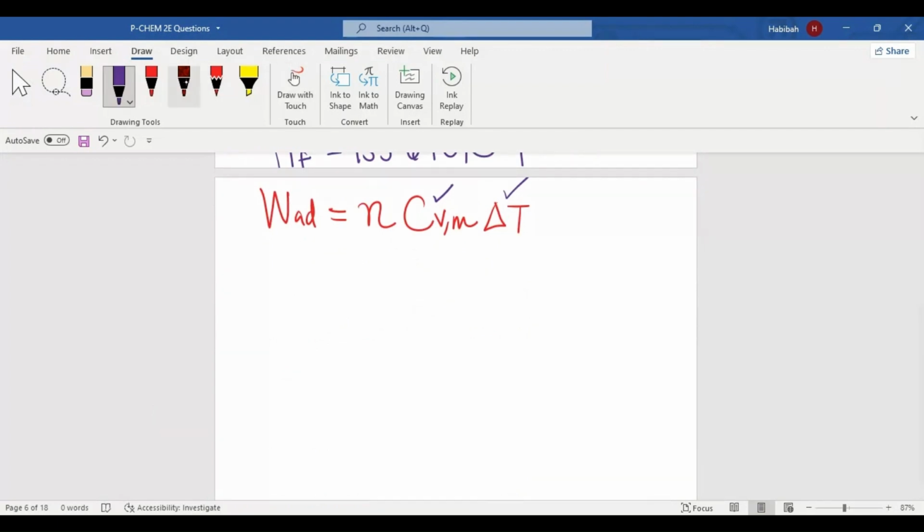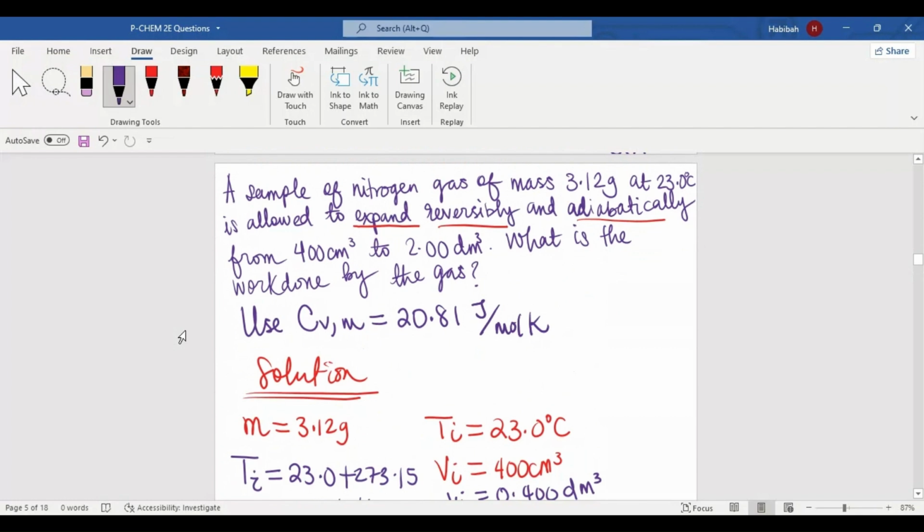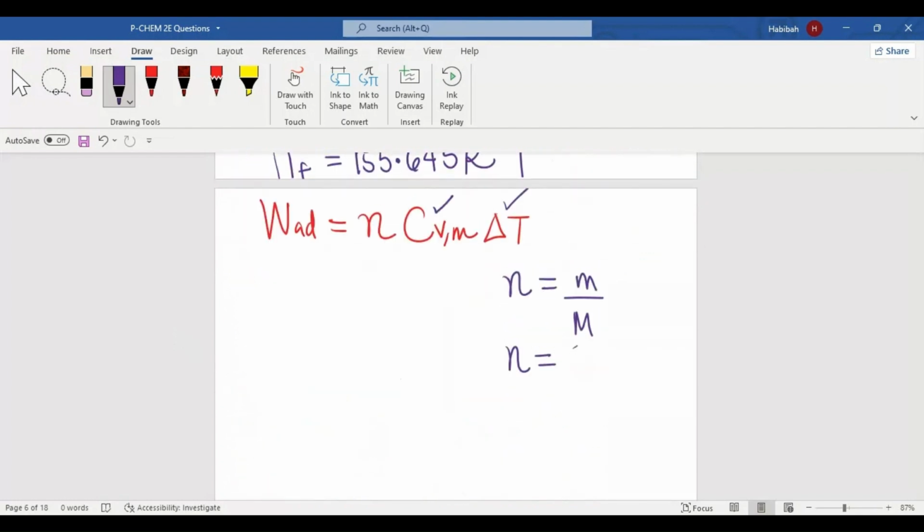So next, the work is the number of moles times the change in temperature times the molar heat capacity at constant volume. We don't have the number of moles, but we can solve for that, right? Because that's easy. The number of moles equals mass divided by molar mass. We know that the mass of the nitrogen is 3.12 grams, and the molar mass of N2 gas is 28.013 gram per mole.